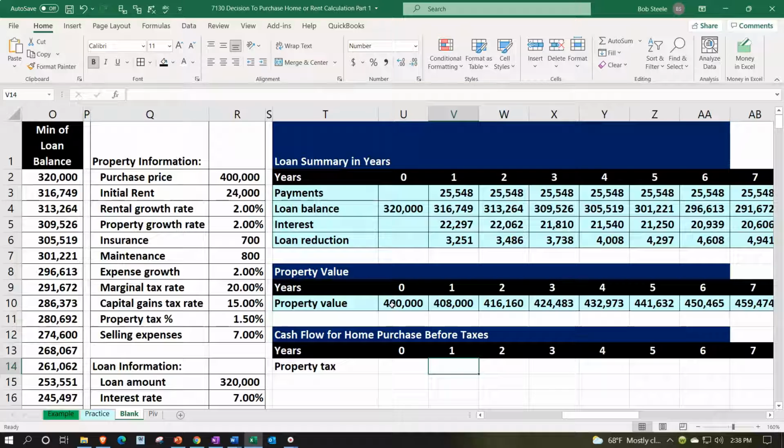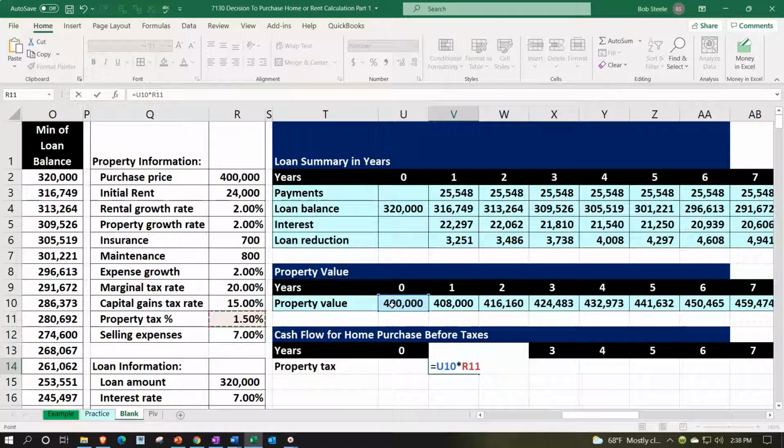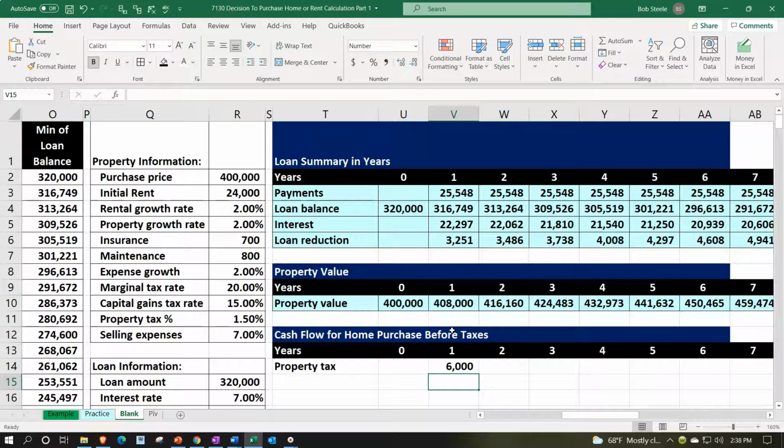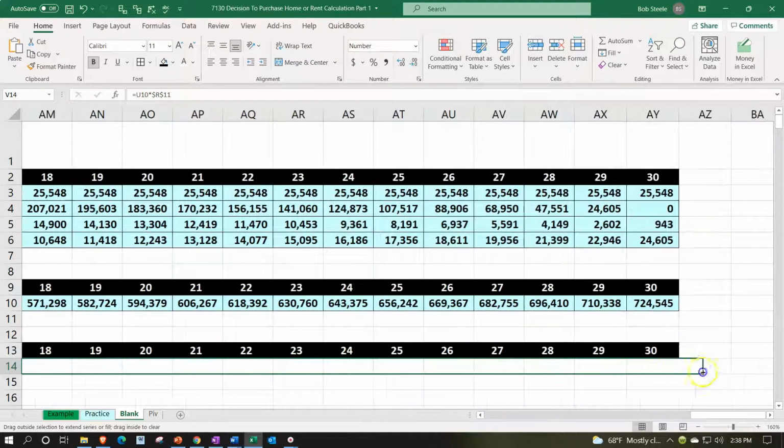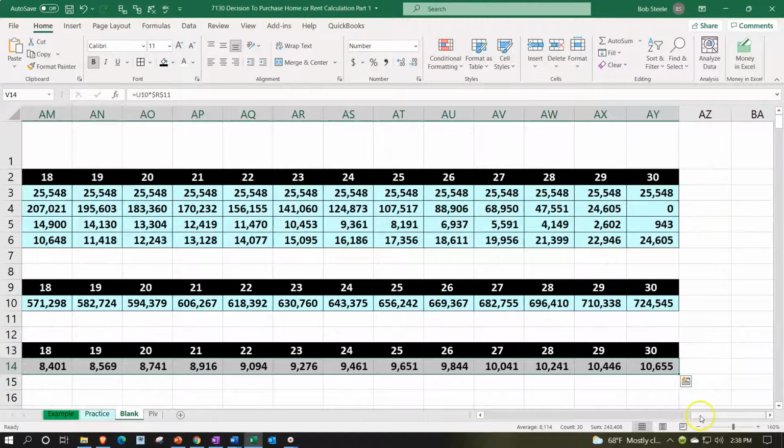So we're going to assume that that is the case here. We're going to say this is going to be equal to year 0 times the property tax rate, which is going to be that 1.5%. That could differ depending on your state and locale. I'm going to make that absolute because it's in column R outside of our table. F4 on the keyboard, $ before the R and the 11, and enter. And then we'll simply copy that across. It will then be increasing as the property value increases all the way out to year 30.